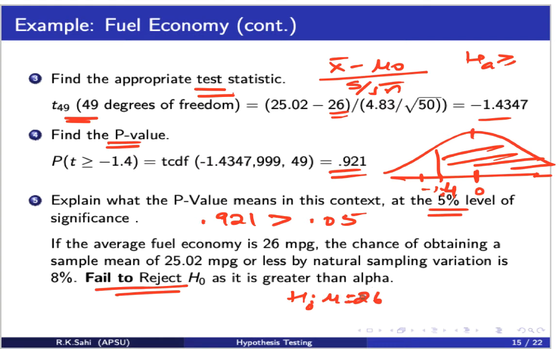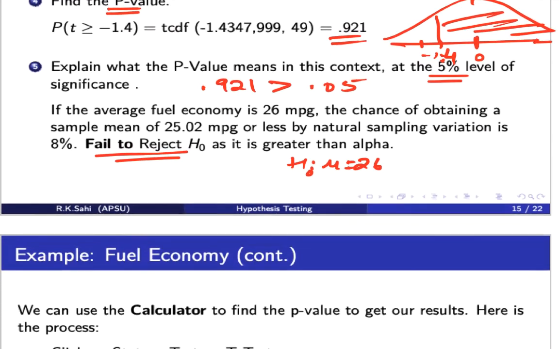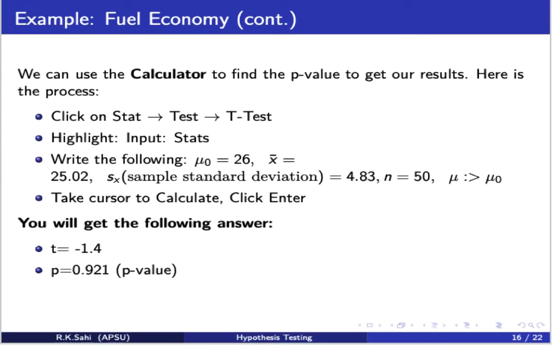So their evidence is not the right one here. So in other words, their evidence hoping that it will be more is not true for them. Okay, so in other words, the chance of obtaining a sample mean of 25.0 or less by natural sampling variation is 8%.